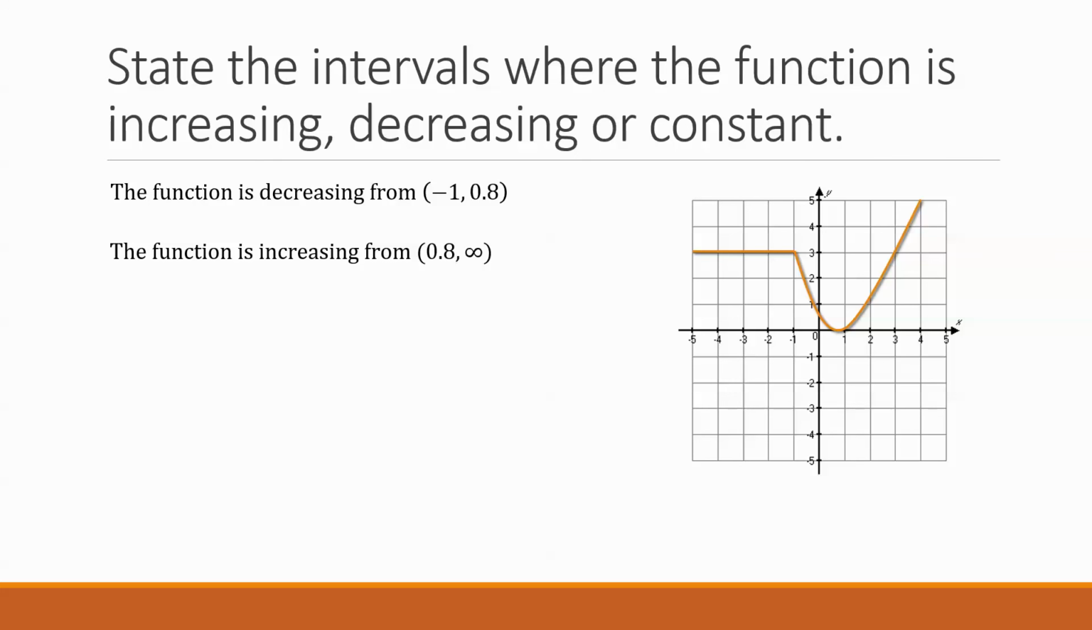So we have a decrease from -1 to 0.8 running along the x-axis in relationship to the x-axis, and then we have an increase from 0.8 to infinity. However, we also have a constant area here from negative infinity until we get to where x equals -1.